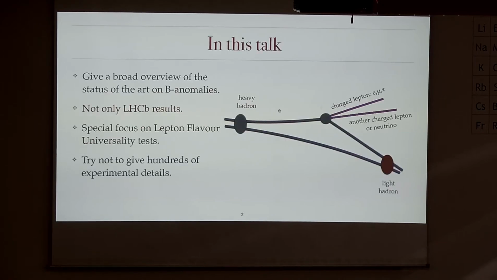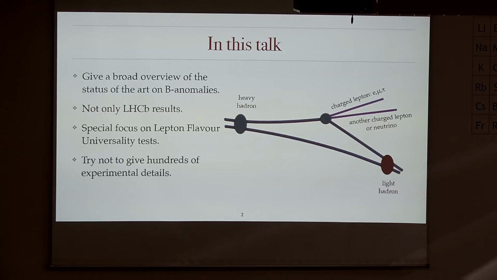So what is this talk and what is not? I will try to give a broad overview of the status of the art of these B anomalies and what are these B anomalies. Even though I'm a member of the LHCb collaboration, I will try not to be LHCb centric. So I will give other results from experiments with a special focus on lepton flavor universality tests among all of the anomalies that we have there. But I will also try not to give hundreds of experimental details.